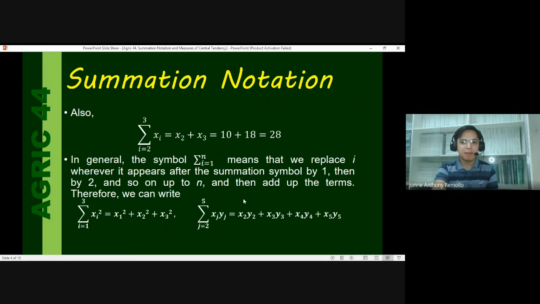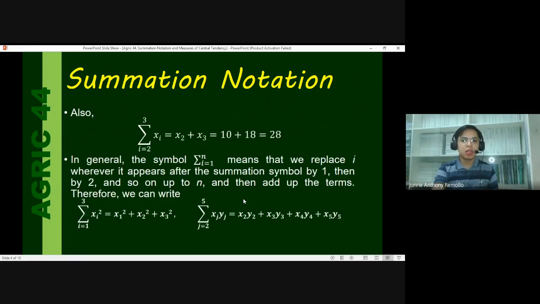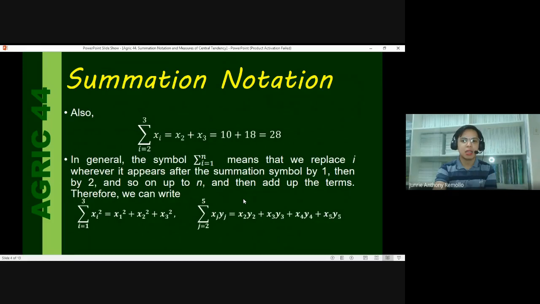And then i in the first example is 1, so you will start adding up from the first value up to the fourth because n is equal to 4. In this case, you will start at the second value, meaning you will start at 10 instead of 15. So you will no longer include 15. You will just add until the third data because n is equal to 3. So 10 plus 18 equals 28.